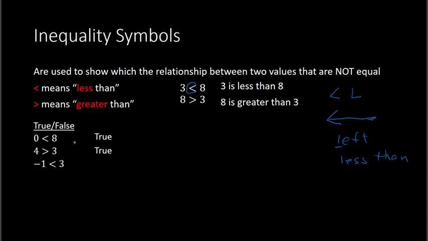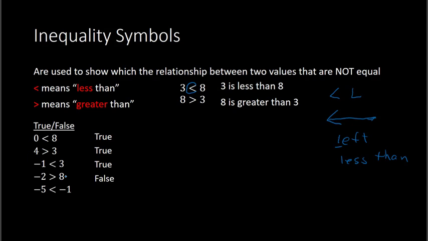Now what about this one? So this one, the 3 is bigger than -1. The mouth is facing the correct direction. It's facing the bigger number, so that would be true. And this would be stated as -1 is less than 3. Here is another statement. Is this one true or false? Well, notice the mouth is facing the smaller number. It's supposed to be facing the bigger number, so this would be false. And this would be stated as -2 is greater than 8, which is not a true statement.